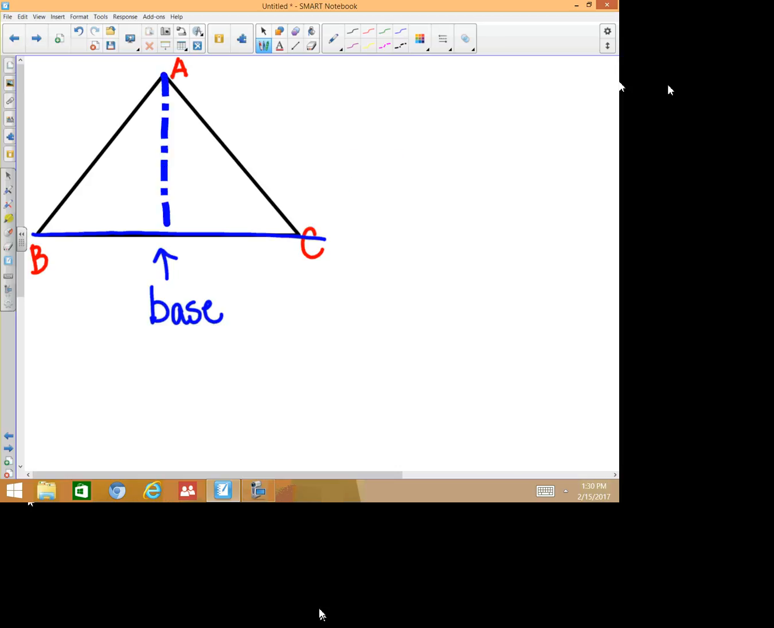I usually draw mine down. My line didn't go straight. It's from the top, the tip top point, all the way down to the base. That is your height. Yes, this is your height. Make it dashed. Usually the height line is dashed, not solid, because it's not really a line in your triangle.